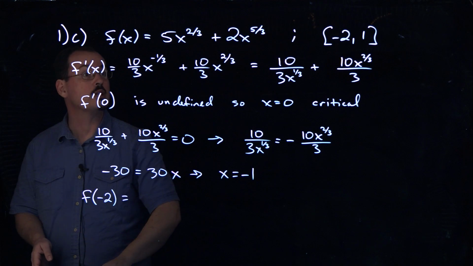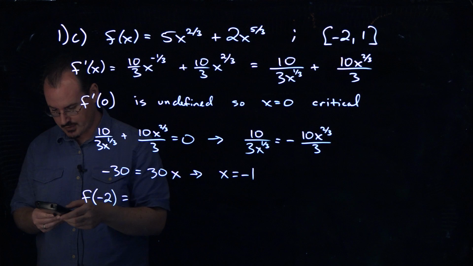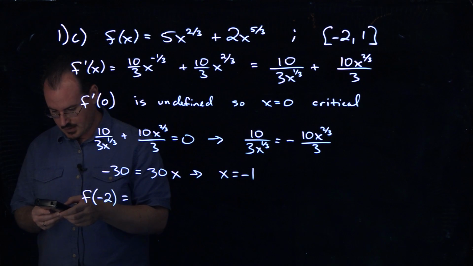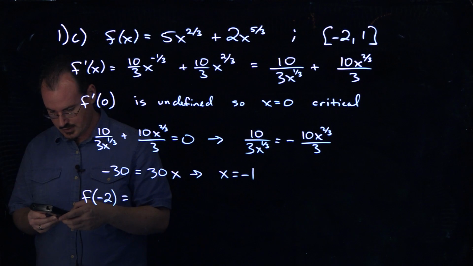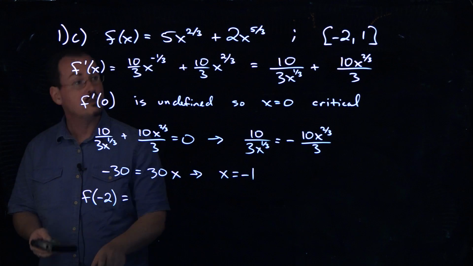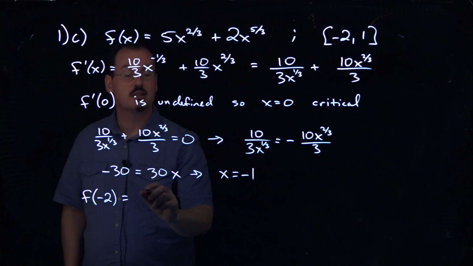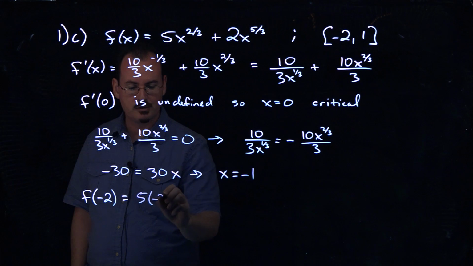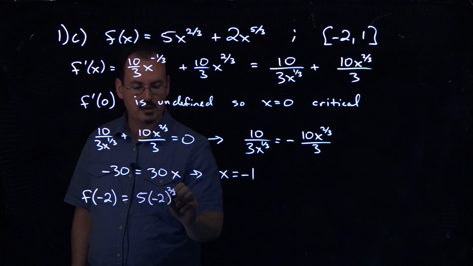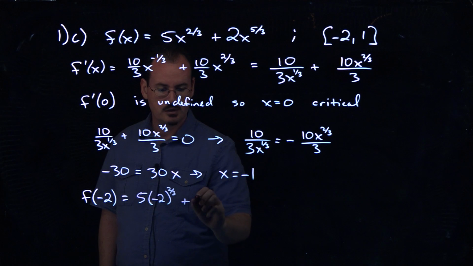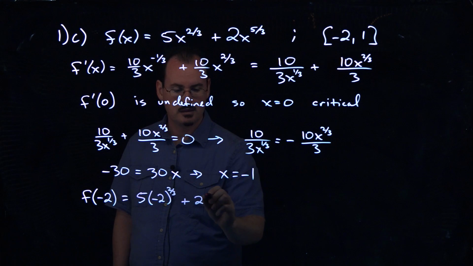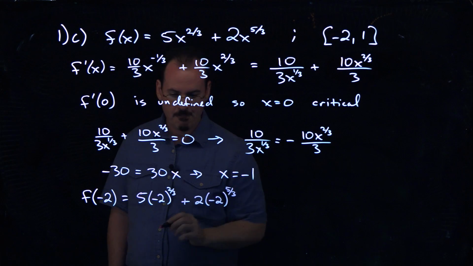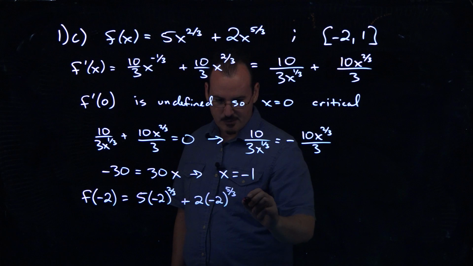Oh, geez. Hold on, I gotta enter this a little bit differently. Let me enter it as f of -2. In fact, what I'm going to do here is just leave that as it would be. So I'll get -2 to the 2/3 power plus 2 times -2 to the 5/3 power. Okay, so now let's get a decimal approximation for this thing.